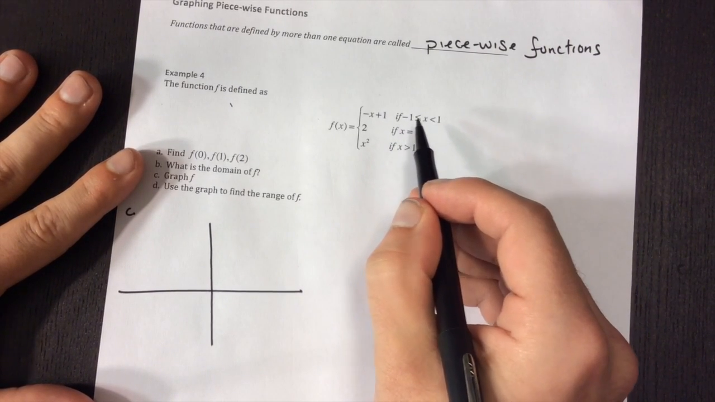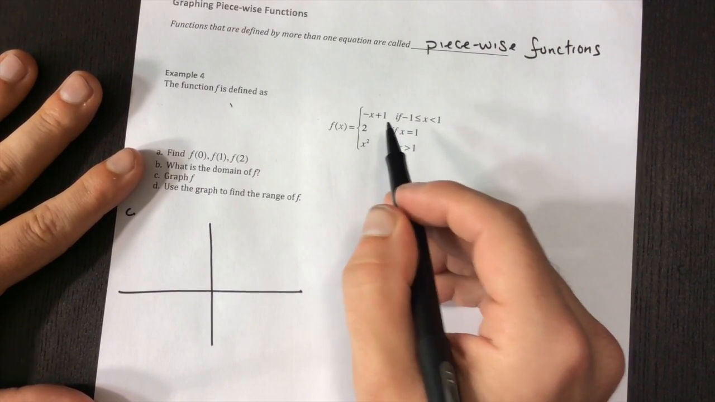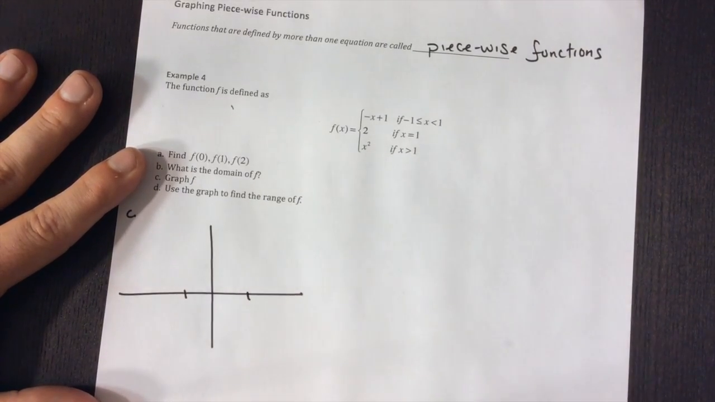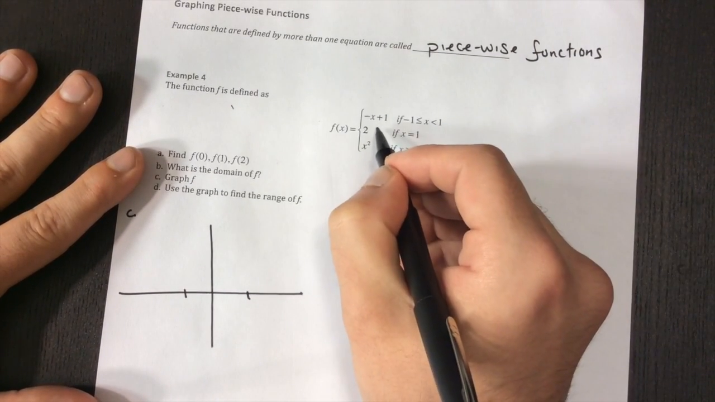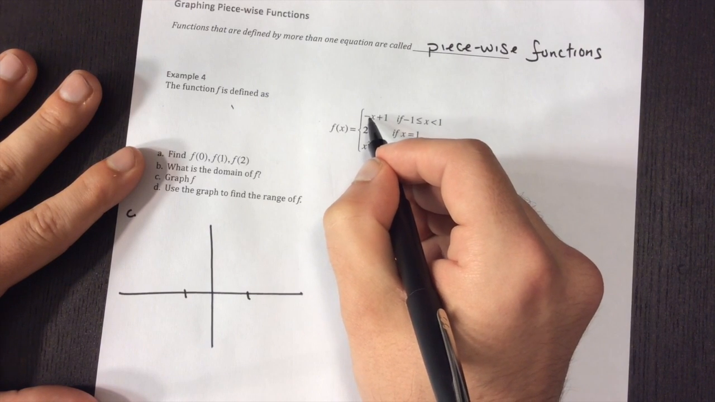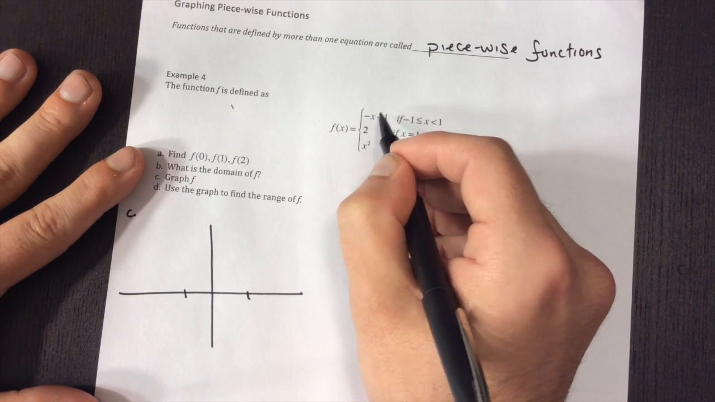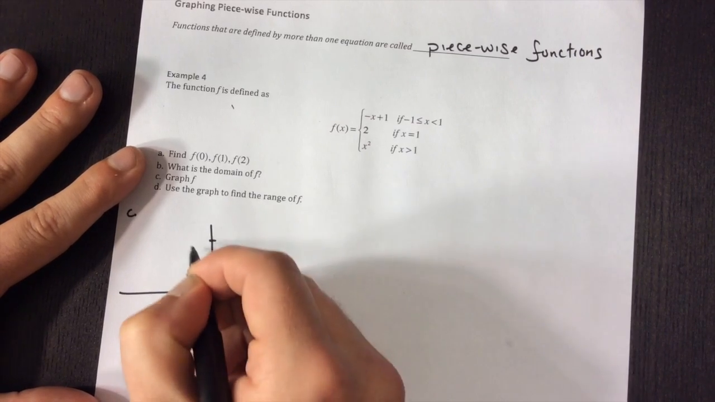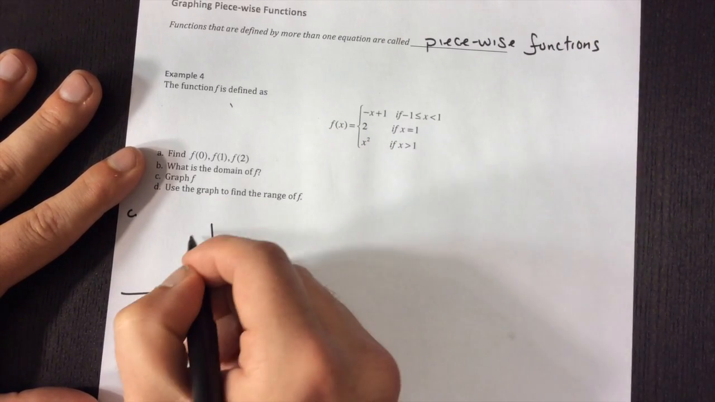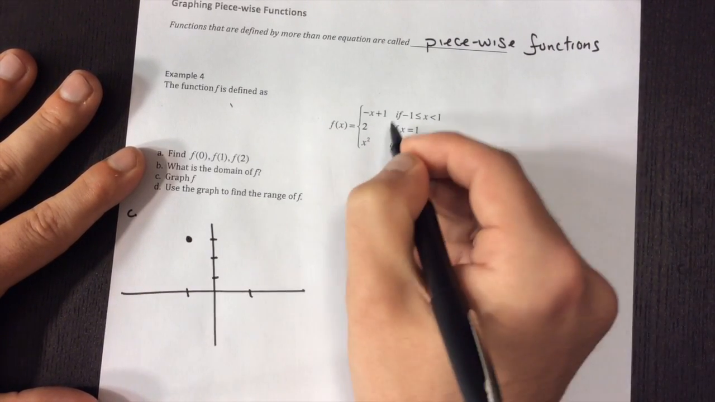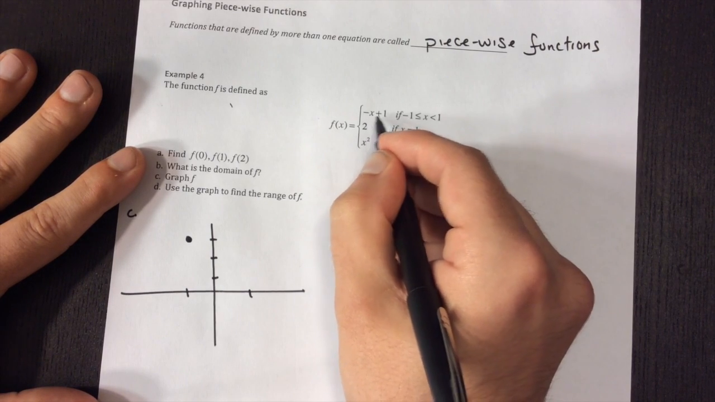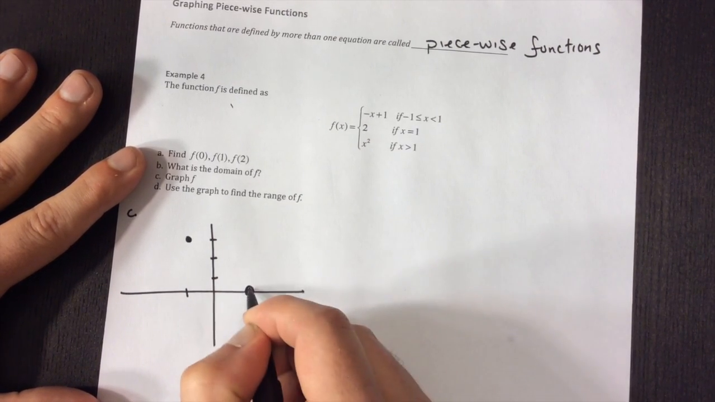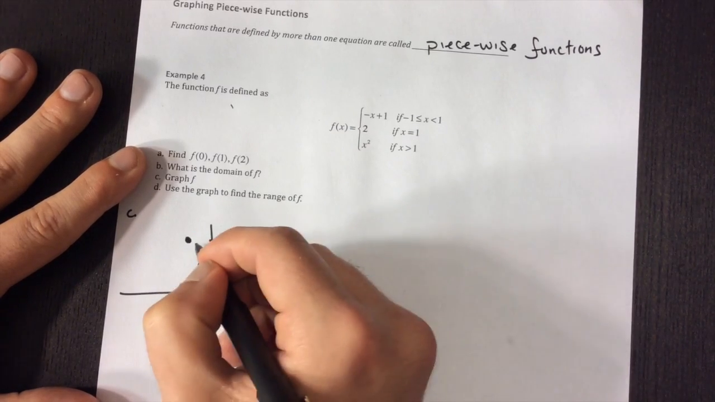From -1 to 1, I'm going to graph this first line. So from -1 to 1, I'm going to plug in -1 here. -1 times -1 is 1, plus 1 is 2, so I'm at 2. So I'm including -1. And then if I plugged in 1, I'd get -1 plus 1, which is 0. And I'm going to not include that, so it's an open circle.